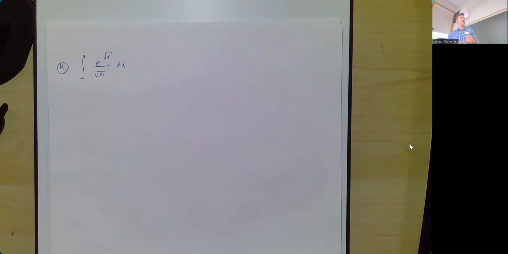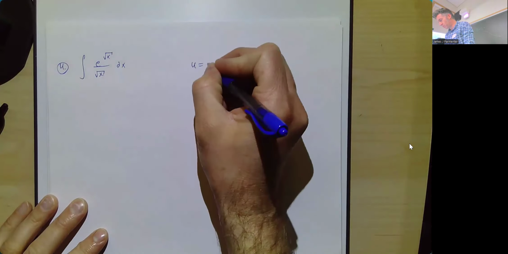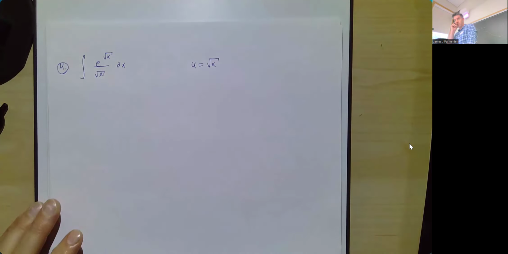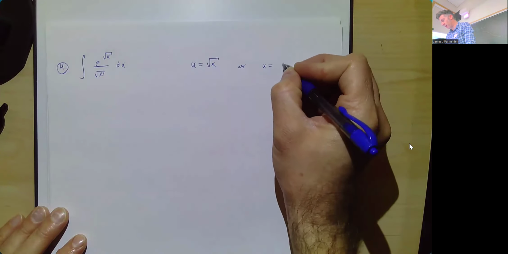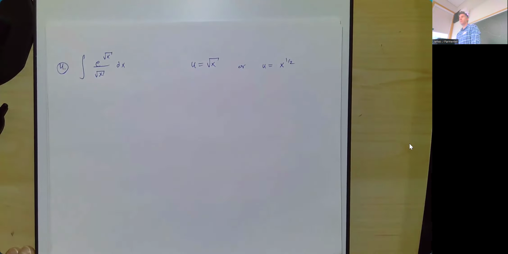So seems like there's a good choice for u. U could be the square root of x. It's stuck in the exponent. It's also stuck in the denominator. And the denominator is definitely a place you can be stuck in. So I think u equal to the square root of x is a great choice, which I might think of as u equal to x to the 1/2, so that it's easier to find the derivative.